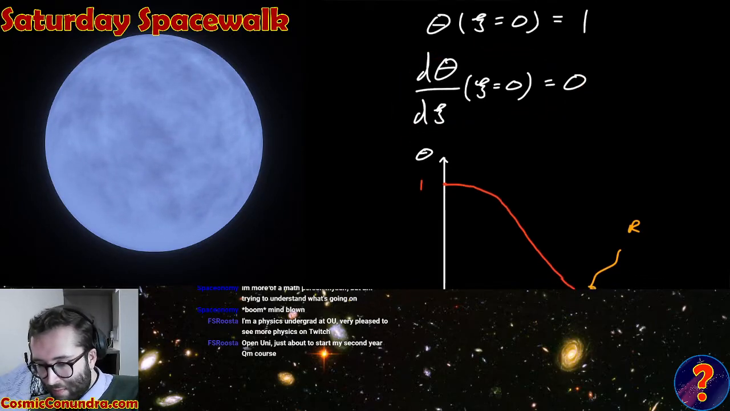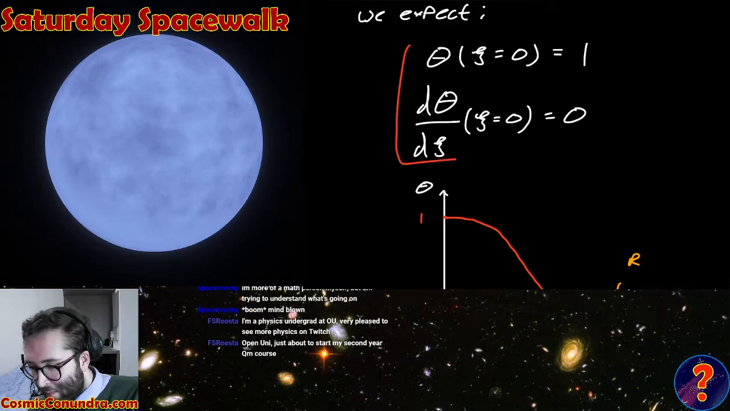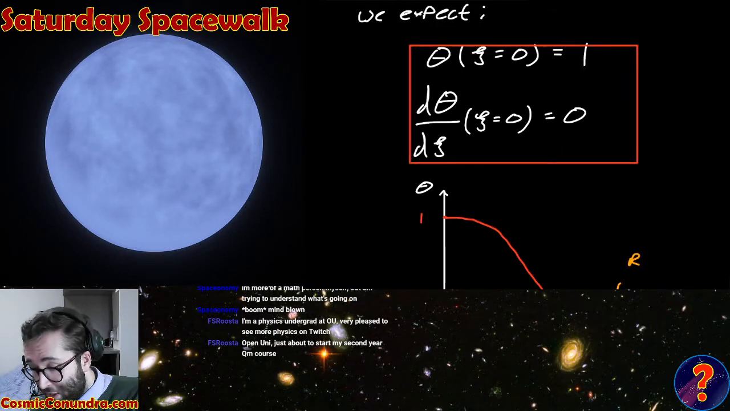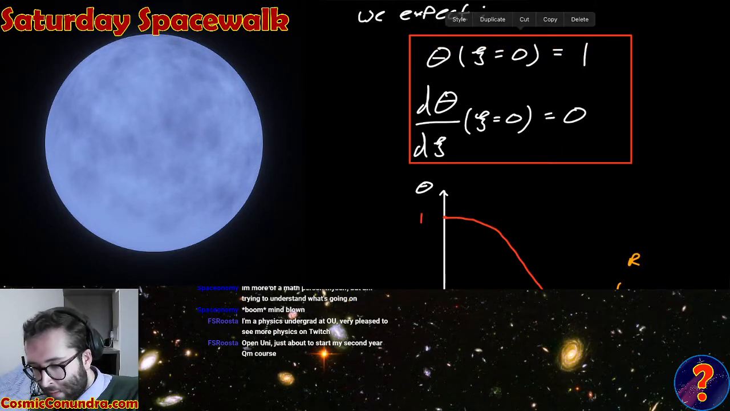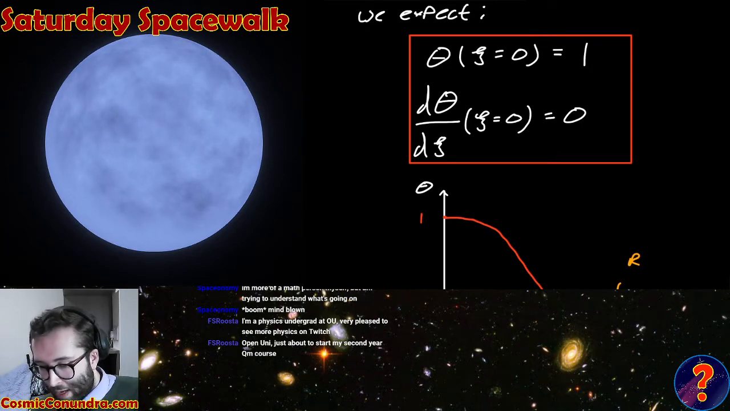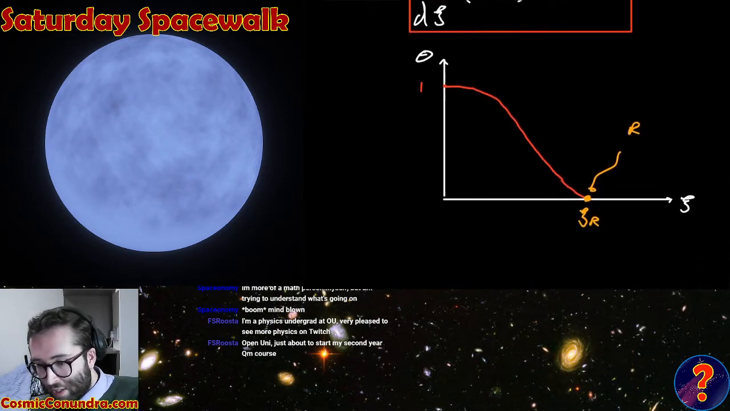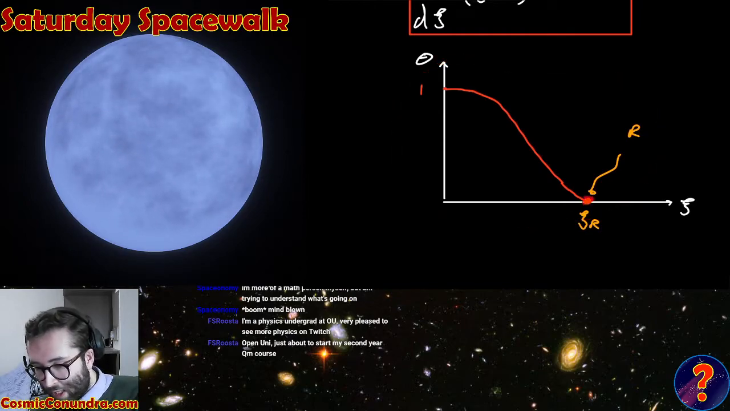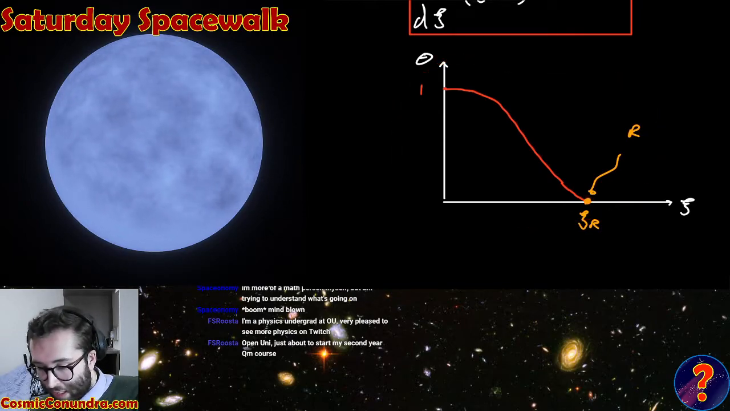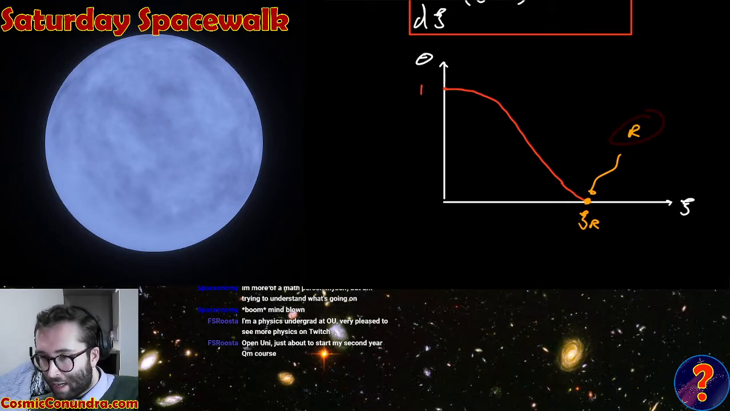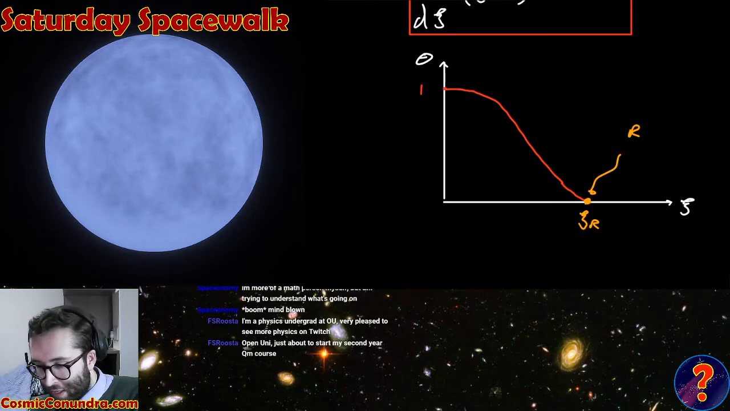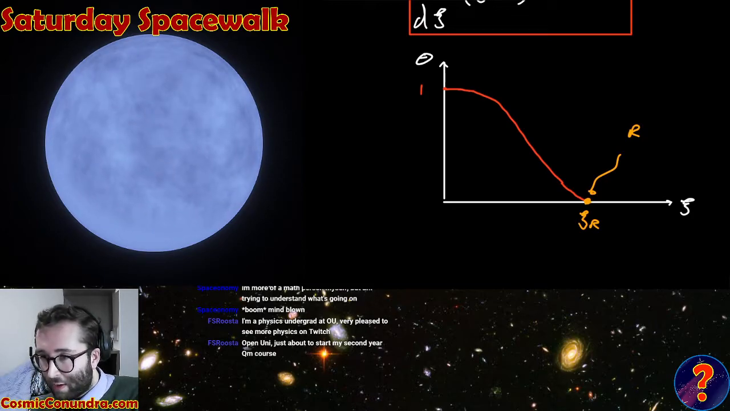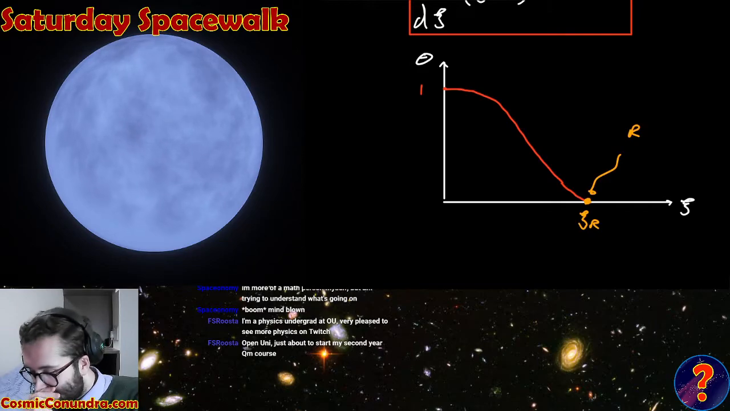Okay. So these are actually our boundary conditions, or our initial conditions rather, for the differential equation we're about to solve. And this is just a very rough sketch of what we expect it to look like, and how we should interpret this intersection when it crosses the psi axis. This intersection will tell us the radius of the star. Okay, where this function will go to 0 will help us figure out how big the star is, what its radius is.